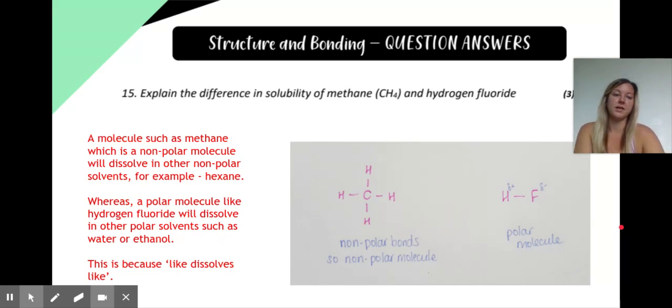So that's definitely going to be enough to get your 3 marks. By stating what the molecules are, I would definitely draw them out and draw in your little delta positives and negatives to show the polarity of the molecules, and also explain with examples some of the solvents they would be soluble in. That's going to get you your maximum marks.